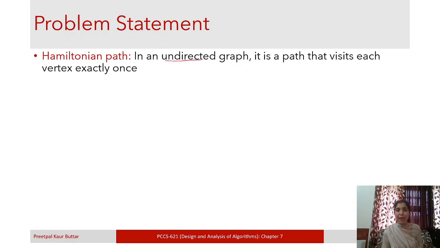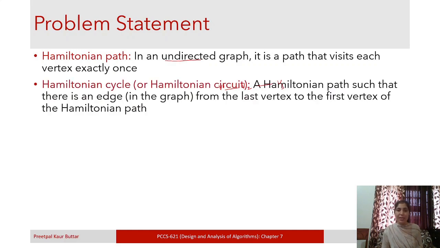So remember that the graph which is given to us is undirected, and if there is a path which visits each vertex exactly once, then that is called a Hamiltonian path. For example, in this path we are visiting different vertices. All vertices are distinct: v1 is not equal to v2 is not equal to v3. And such a path is called a Hamiltonian path.